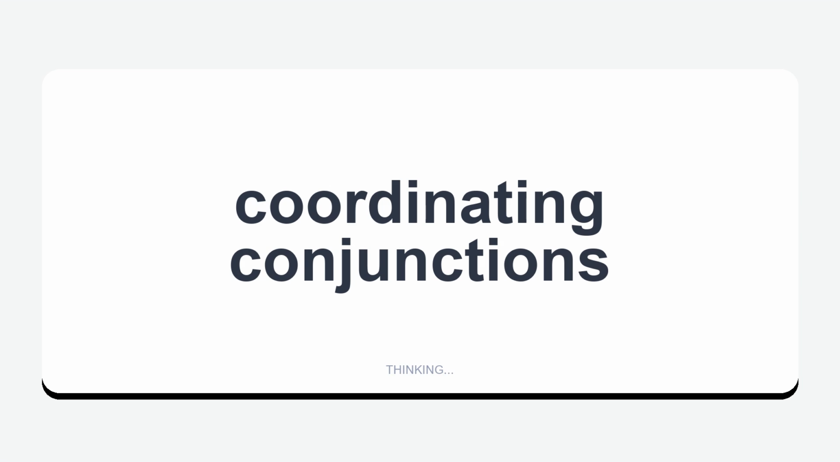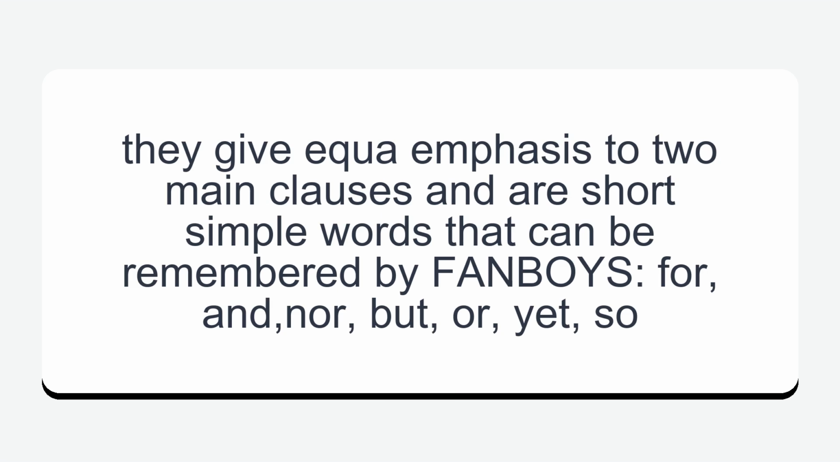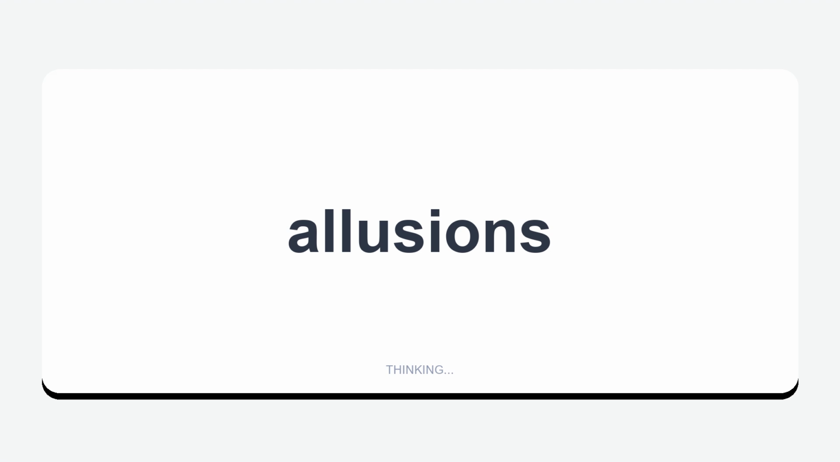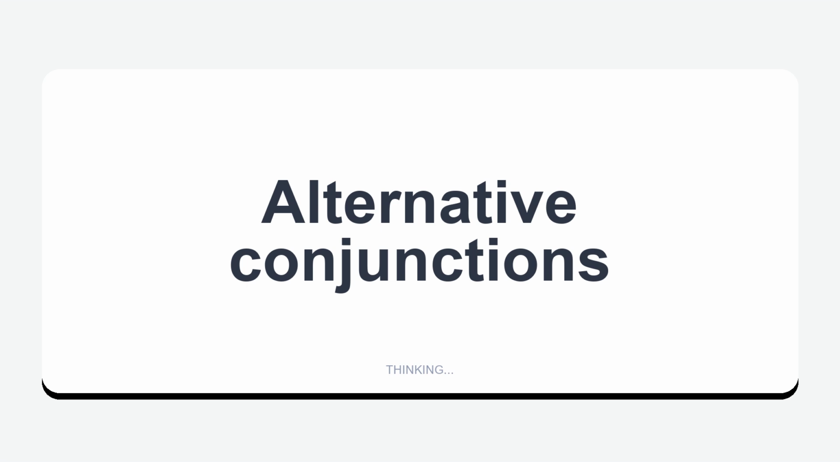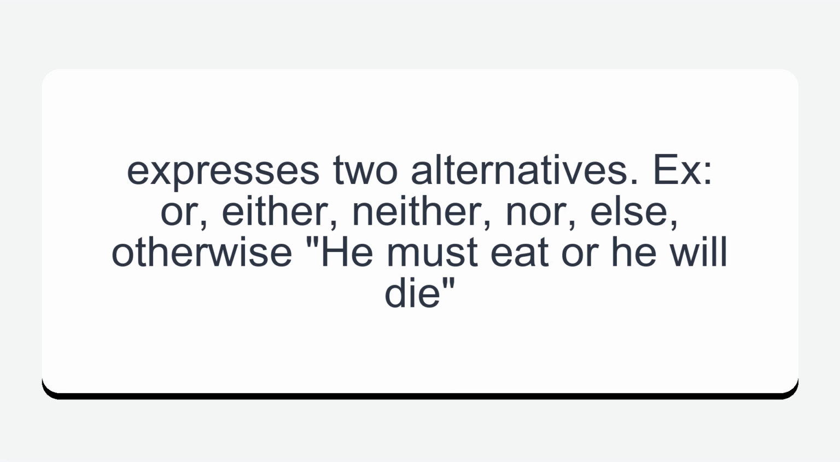Coordinating conjunctions: they give equal emphasis to two main clauses and are short simple words that can be remembered by fanboys: for, and, nor, but, or, yet, so. Allusions: a reference in a literary work to a person, place, or thing in history or another work of literature. X. My best friend told my teacher I skipped class to finish my final project. What a Judas. Alternative conjunctions: expresses two alternatives. Either, neither, nor, else, otherwise. He must eat or he will die.